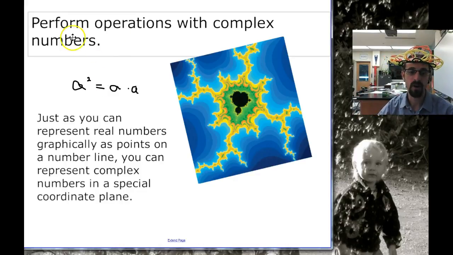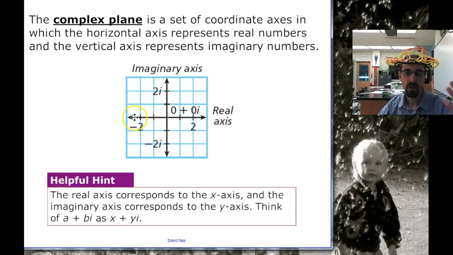Today's specific example is performing operations with complex numbers: addition, subtraction, multiplication, division, those kinds of things. The first thing to note, and I'm following the book here, so if you want to go along with me, that's fine, is that we can represent these graphically on a complex plane. The x-axis is the real axis, and the y-axis is the imaginary axis. Think of it still as in the form a plus bi, but you can also think of it as x plus yi, where y is up and down, but that's the imaginary part.